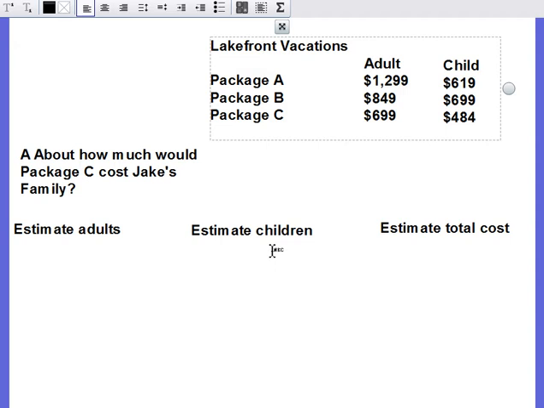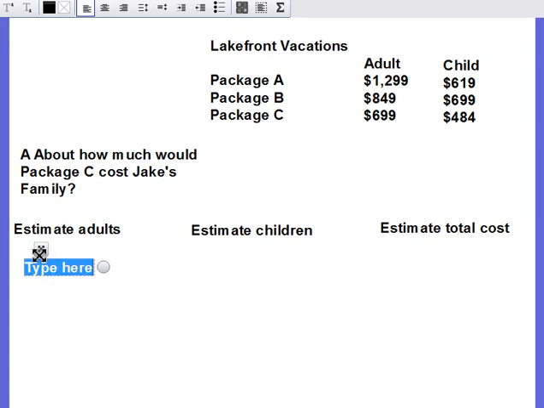So, use an estimate or an exact answer. So we're going to start with estimate first. So part A, about how much would package C cost for Jake's family? Okay, and this table that I have up here shows the prices of 3 vacation packages. Jake, his parents, and his sister want to choose a package. So step 1, you're going to estimate for 2 adults. Okay, so for 2 adults, for package C, that's what we're dealing with.